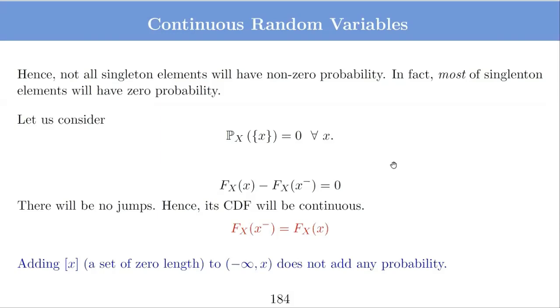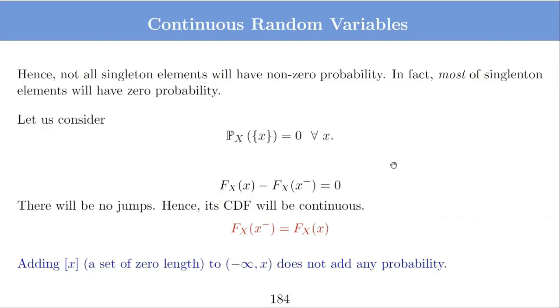So now we know that the probability of a singleton set is nothing but the CDF of x minus the CDF of x minus, which is the left-hand side limit of the CDF. We proved in one of the previous lectures that for any singleton set x, the difference of the CDF value at x and the left-hand side limit of the CDF gives the probability of the singleton set.